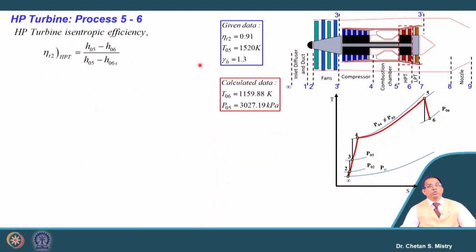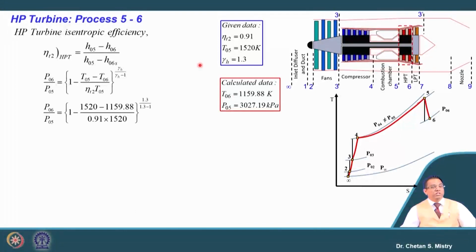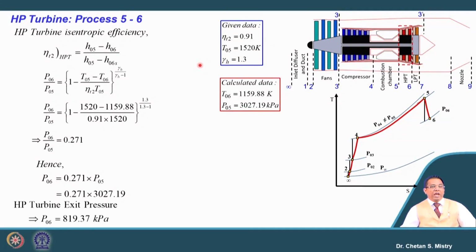Okay. Now, in order to calculate the pressure at the exit of HP turbine, we have a correlation in terms of isentropic efficiency. Isentropic efficiency for the turbine is given as 91%. So, let us use this information. Based on that we calculate our expansion ratio, and that gives us the HP turbine exit pressure as 819.37 kilopascal. So, this will be the exit pressure from HP turbine.